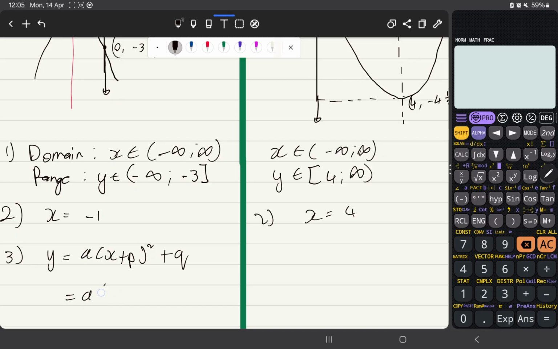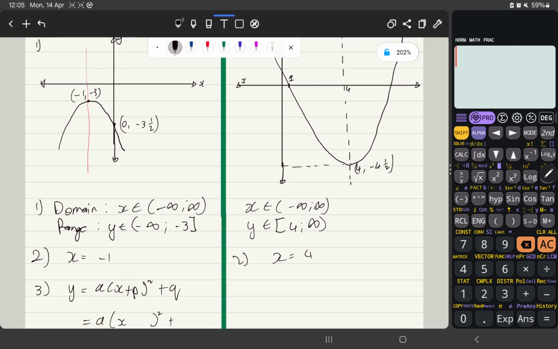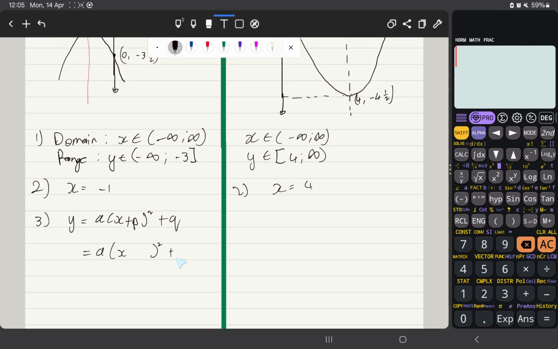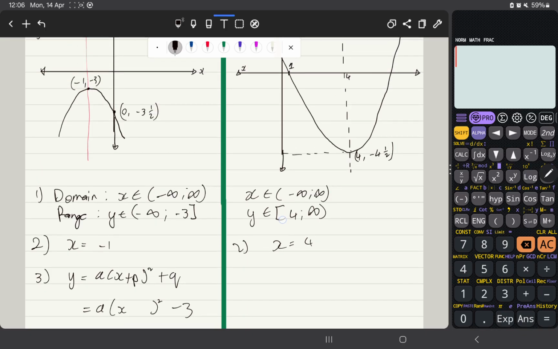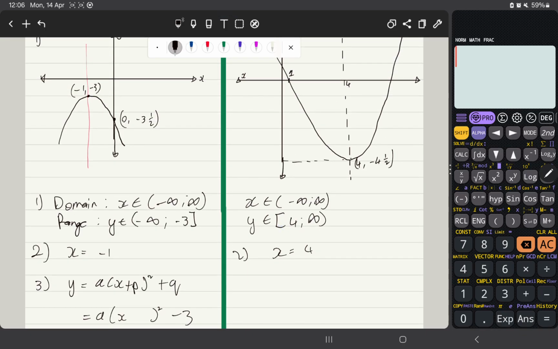I don't know a yet, and then x. Let me leave it like that, and plus. Let me start with q. Q is the y value of the turning point, which is minus 3. So I'm just going to write minus 3 here. And now let's talk about p.